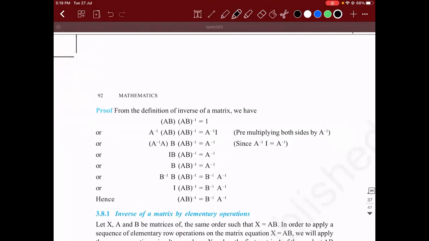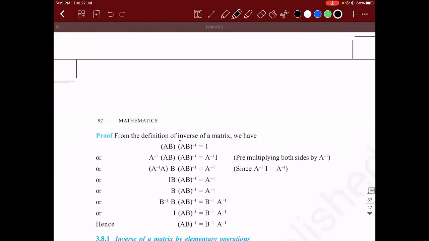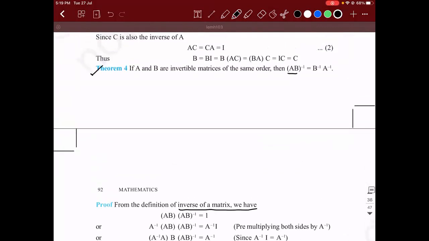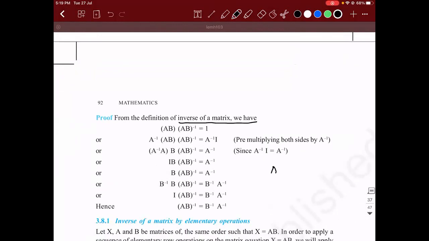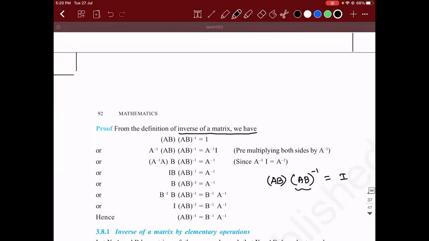Okay, so observe. From the definition of the inverse of a matrix, what do we need to find? We need to find the value of (AB) inverse, right? So let us consider A into B as a matrix. A into B is definitely going to be a square matrix because A is a square matrix and B is a square matrix. Then AB into (AB) inverse is I, according to the definition, where we are assuming AB as an invertible matrix. What we need to prove is that (AB) inverse is equal to B inverse into A inverse.